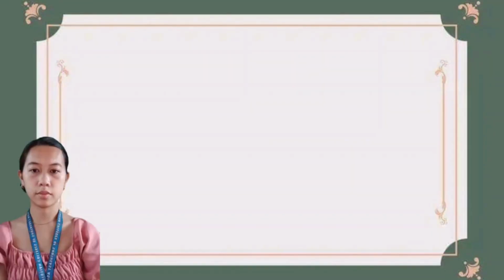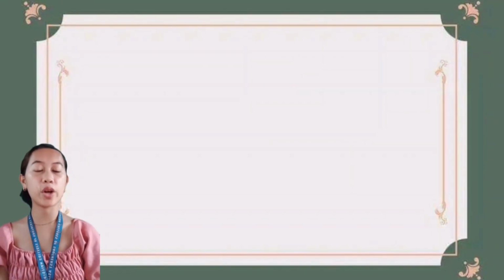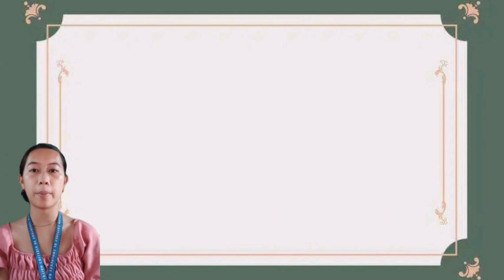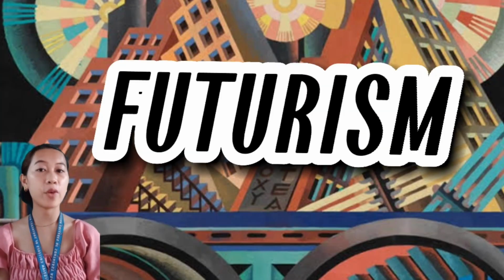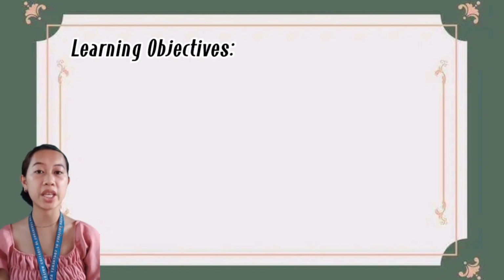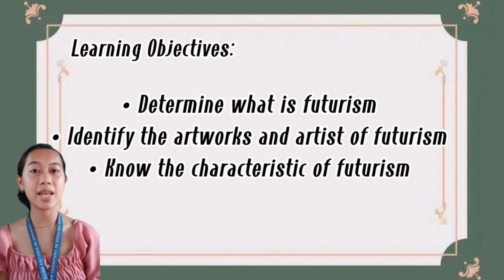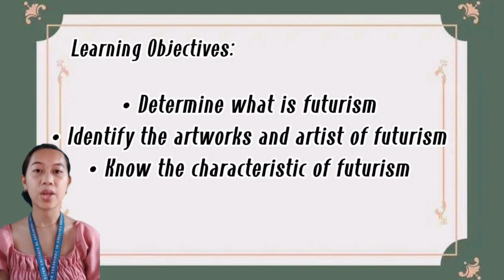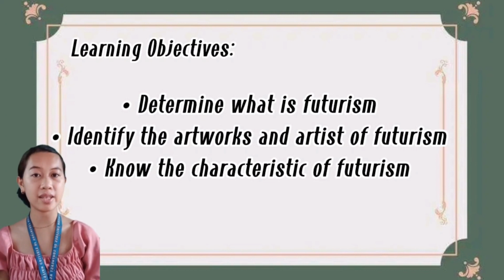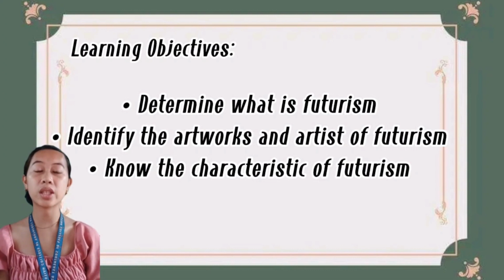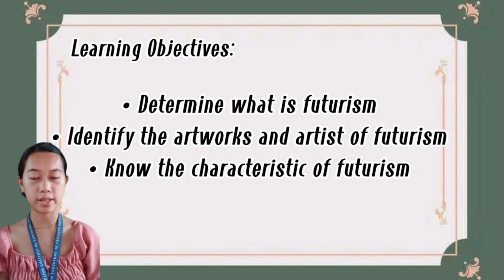And that's all. Hello everyone, I am Norvilin Sab. So me and Miss Casey Yacon are assigned to report about Futurism. But before that, let us know our learning objectives. First is determine what is Futurism. Next is identify the artists and artworks of Futurism. Lastly, know the characteristics of Futurism.